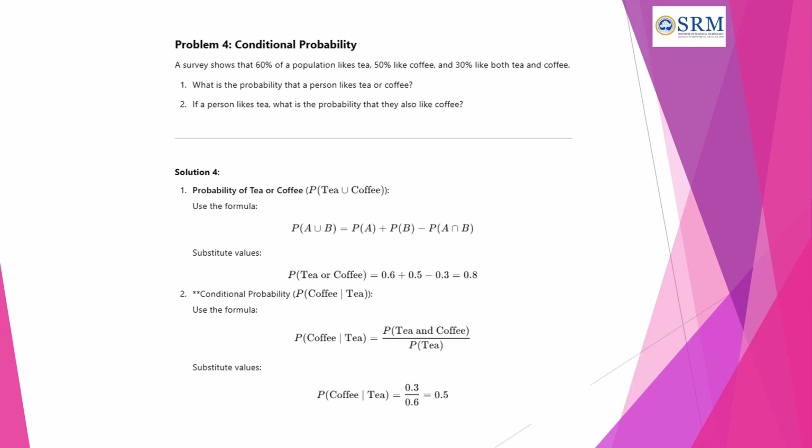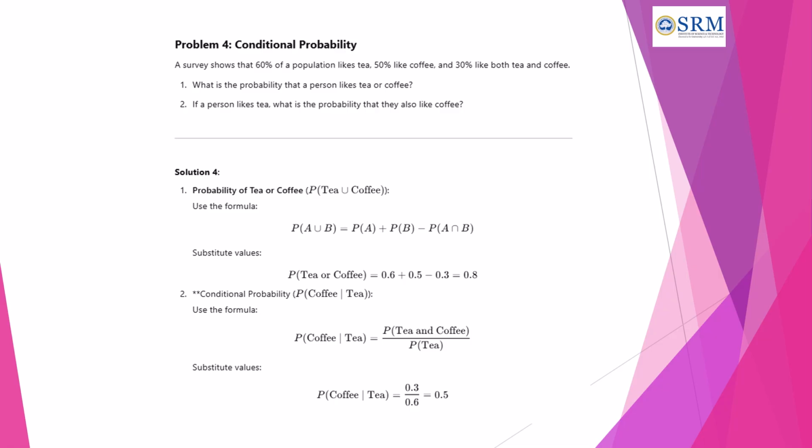In a survey, 60% of people like tea, 50% like coffee and 30% like both. The probability that a person likes either tea or coffee is found by adding the probabilities of liking tea and coffee and subtracting the overlap, giving 0.6 plus 0.5 minus 0.3, that is equal to 0.8. This means 80% like at least one of the two.